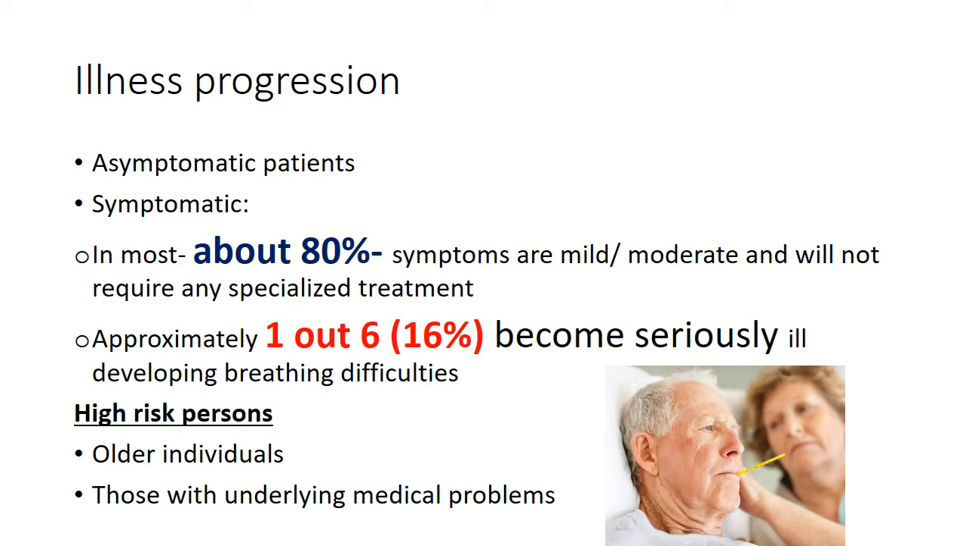A large number of these patients who acquire the virus will be asymptomatic and feel no ill effects. But a lot of people will be symptomatic. And what's very, very important to remember is that 80% of individuals have mild symptoms and will not require any special respiratory treatment. Approximately 1 out of 6, which is 16%, become severely ill, developing breathing difficulties. Now, who are the individuals most at risk for severe illness? These are older individuals and those with underlying medical problems.